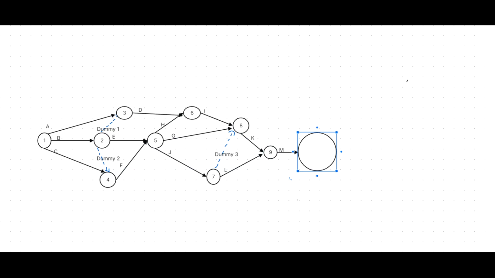That's the way you should draw the network diagram for this example. Any questions? Just try to complete. If you complete and let me know, then I can go to the next example.